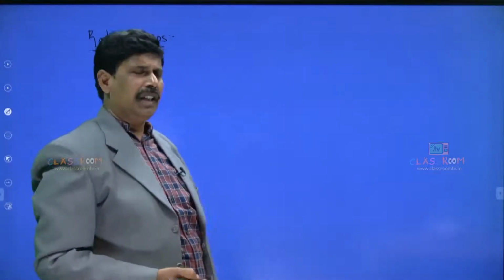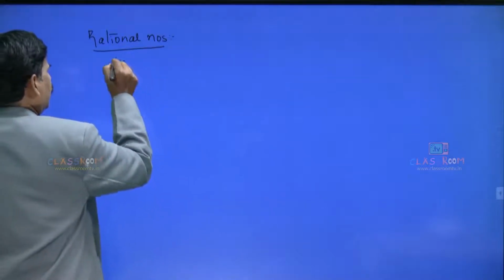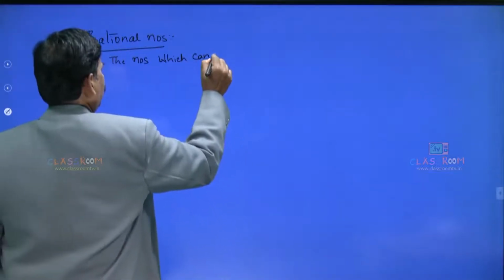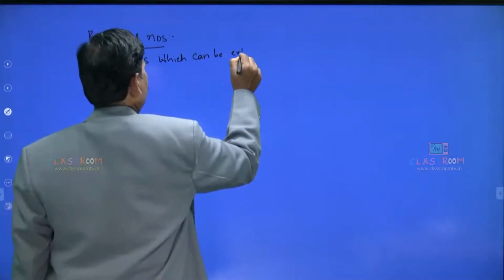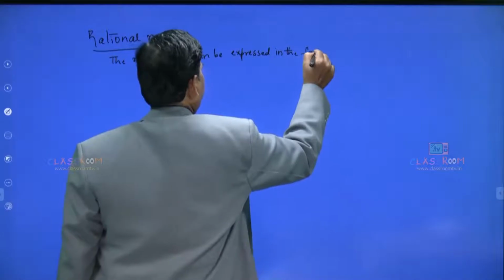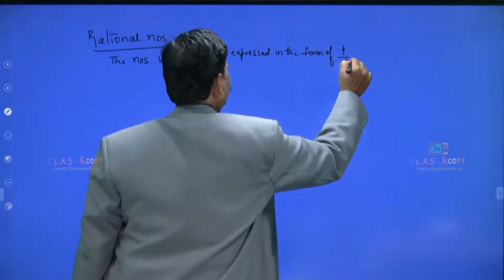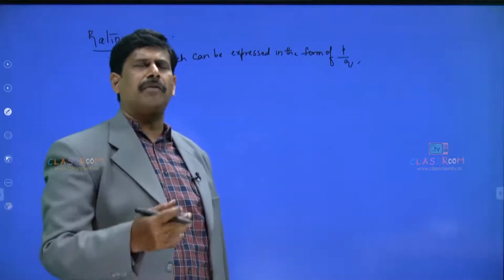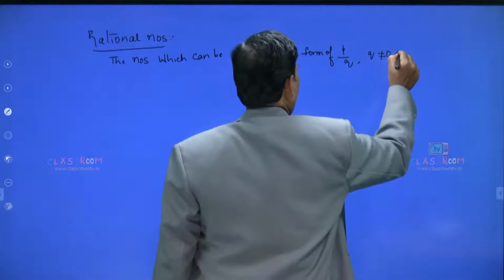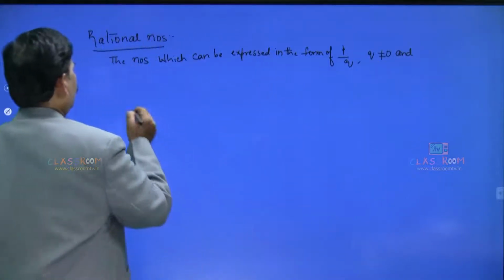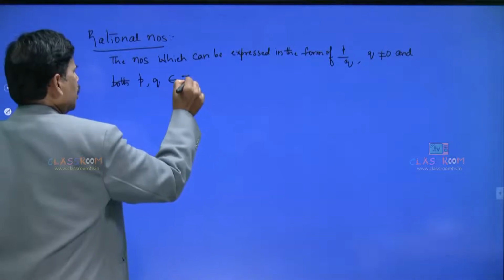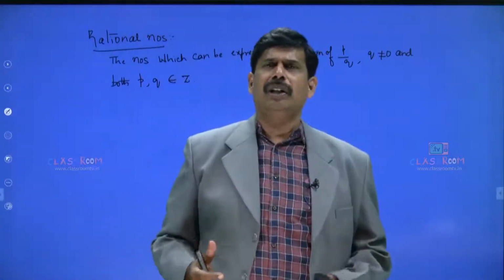So what are rational numbers? The numbers which can be expressed in the form of p by q, where q is not equal to 0 and both p and q are integers. So such a set of numbers, we call them rational numbers.